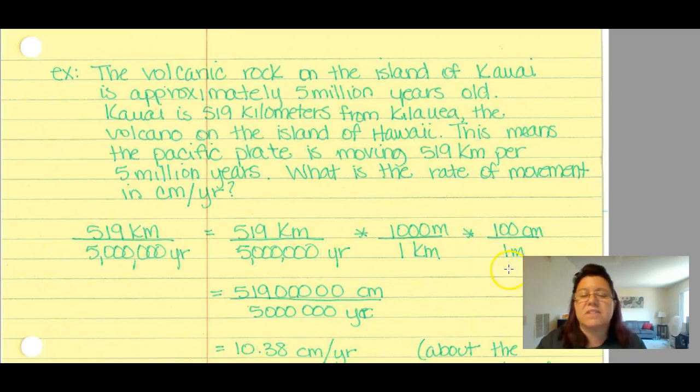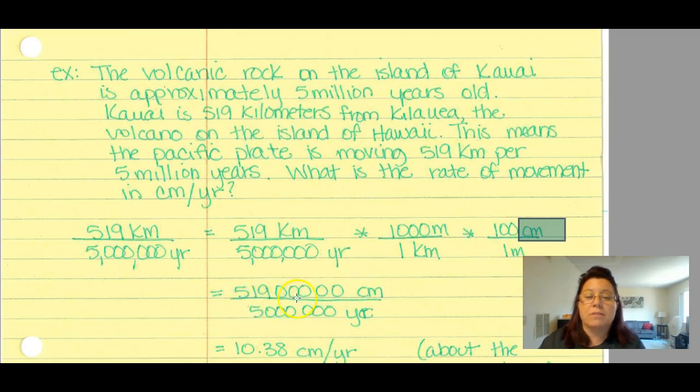It's all in terms of meters because meters measure distance. Right, 519 kilometers per 5 million years. Well, there are 1,000 meters in a kilometer, so the kilometers are going to cancel out. There are 100 centimeters in a meter. The meters will cancel out, and I will be left with centimeters.